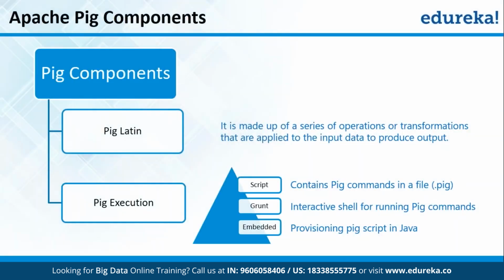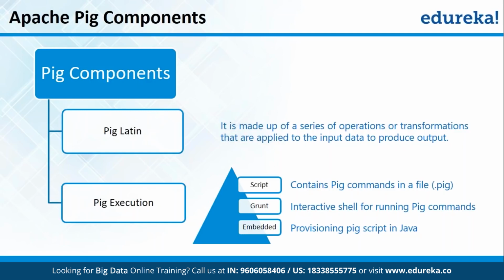So majorly there are two main components which we saw in the starting slide as well. One is the Pig Latin. So Pig Latin is a very simple data flow language given by Apache Pig so that you can write the operations, transformations, or any analysis that you would like to do over the input data set. And finally the result is given back to you.